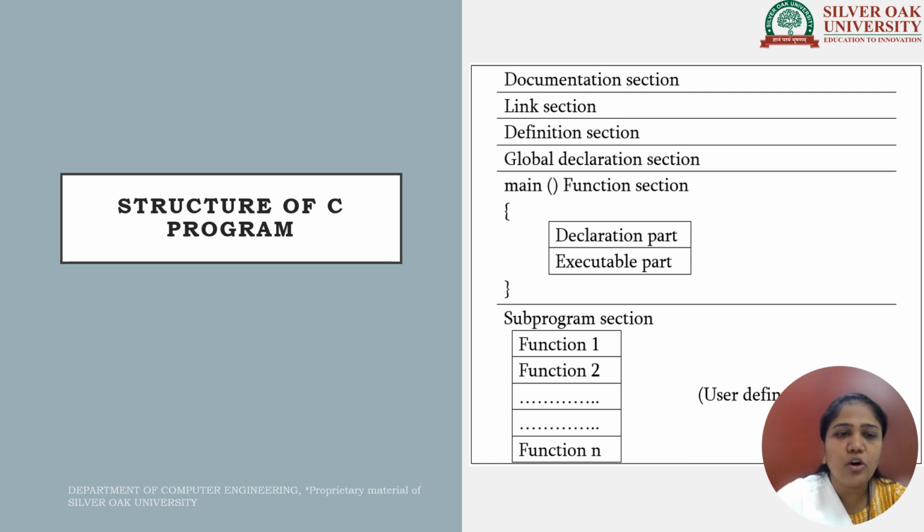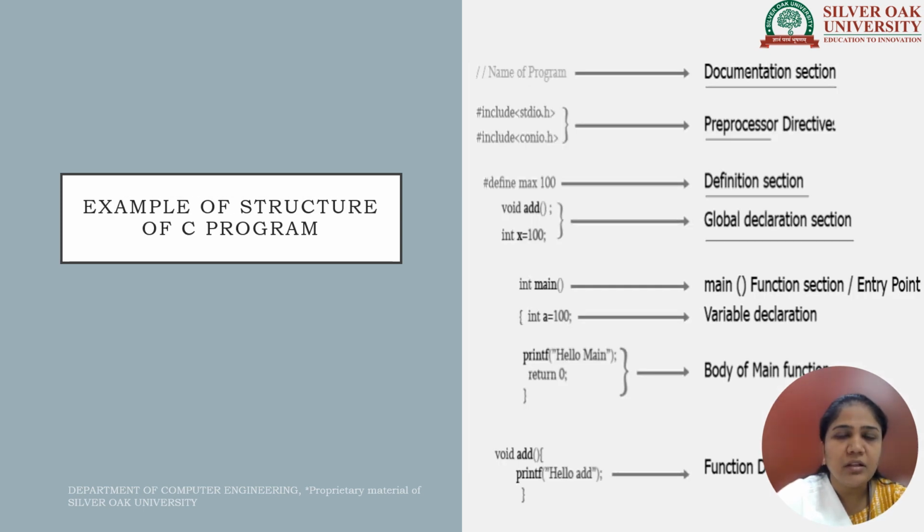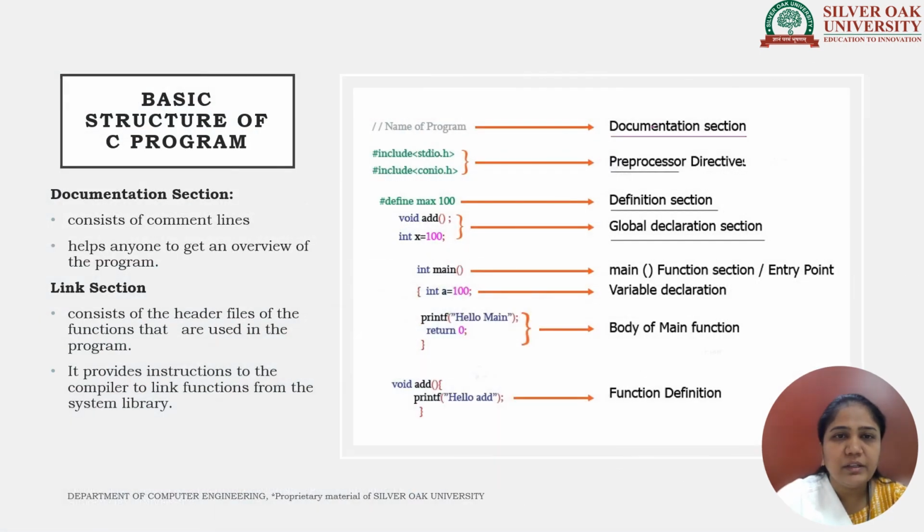So let us see all the parts of any C program in detail. This is one example of a C program. Now the very first portion in a C program is the documentation section. Now what do you mean by documentation section? Over here you can see in this code there is a double slash and the name of the program is written.